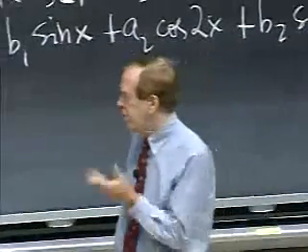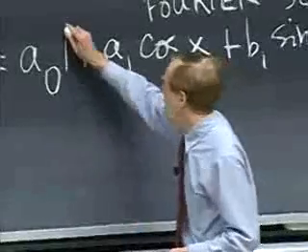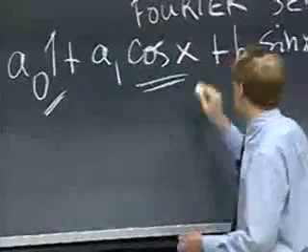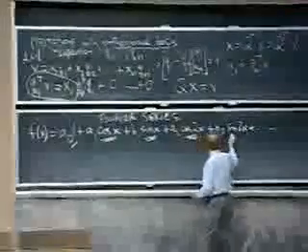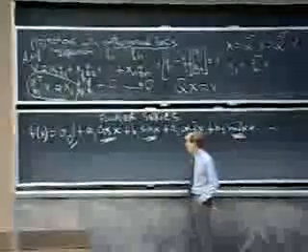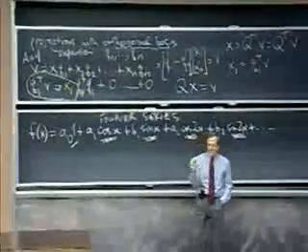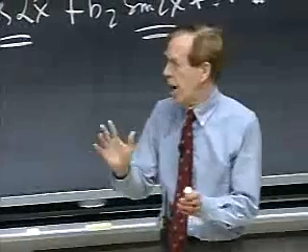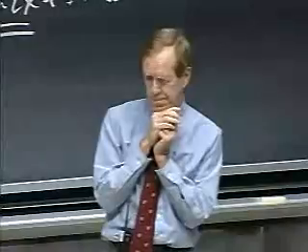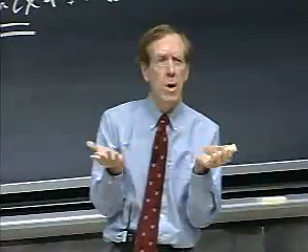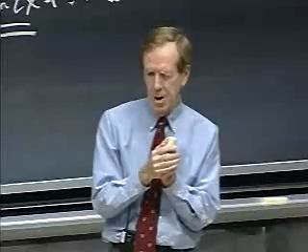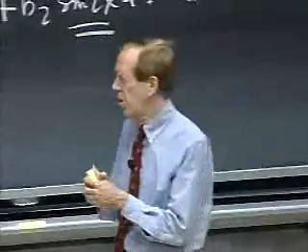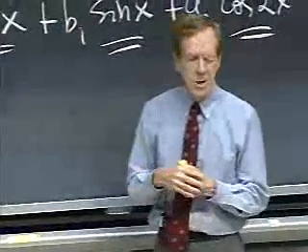And the basis vectors are functions too. A naught, the constant function 1. So my basis is 1, cos x, sine x, cos 2x, sine 2x, and so on. And the reason Fourier series is a success is that those are orthogonal. Okay, now what do I mean by orthogonal? I know what it means for two vectors to be orthogonal. y transpose x equals 0, right? Dot product equals 0. But what's the dot product of functions?